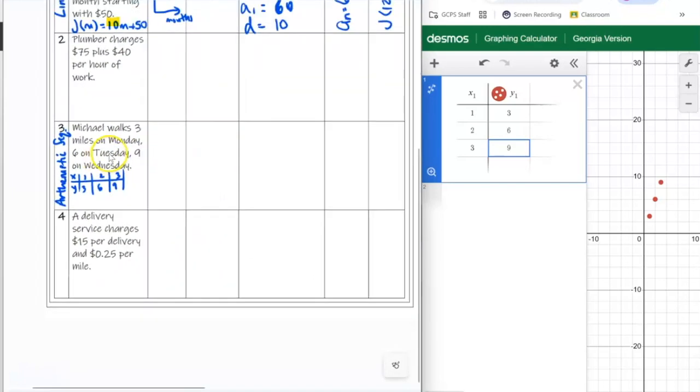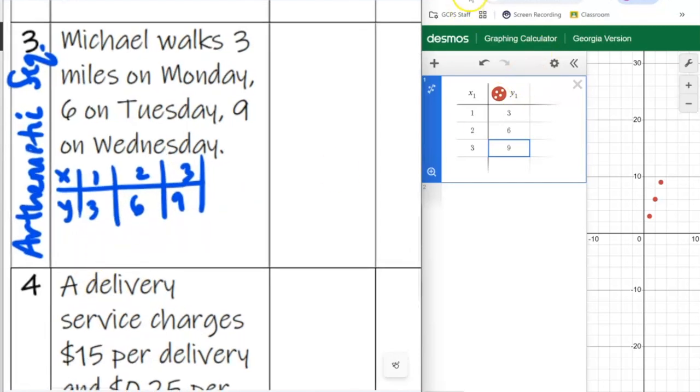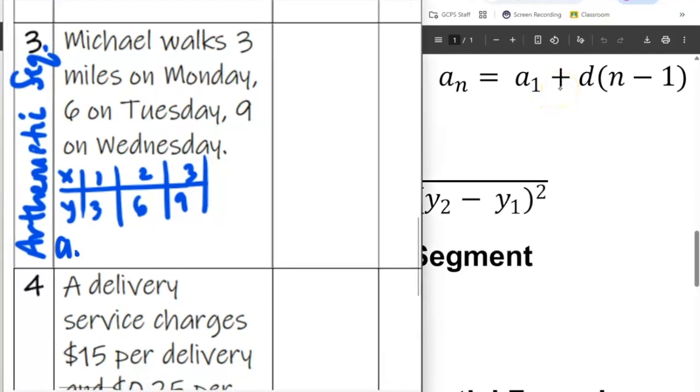So now that I know that is a sequence, remember what I said. On the first box, I want you to write whether it's a function or a sequence. So in this case, it's a sequence. So I'm going to write what is the sequence in explicit form. So here is my formula. It says A sub n equals, what's my first term? My first term, my number 1, is 3. All right, so this is 3 plus my common difference.